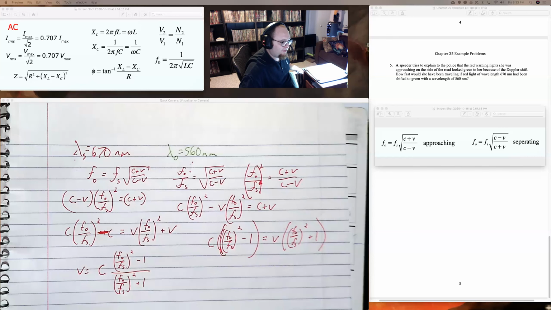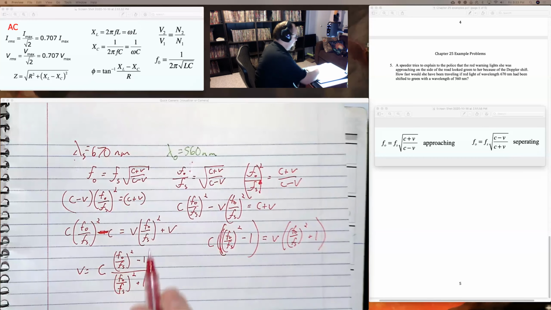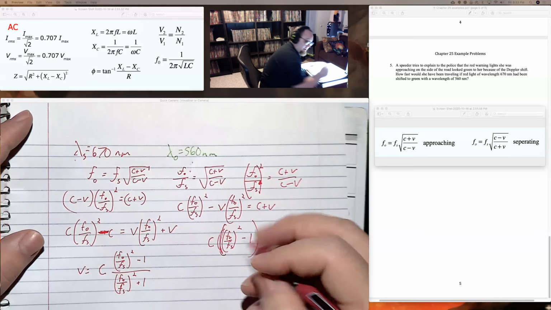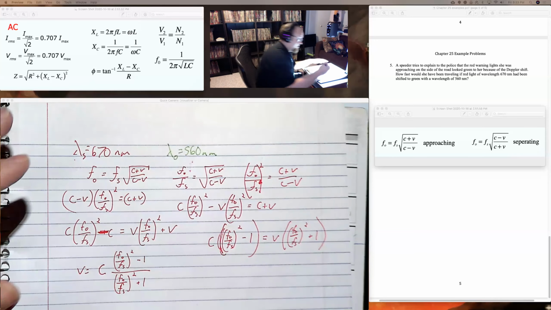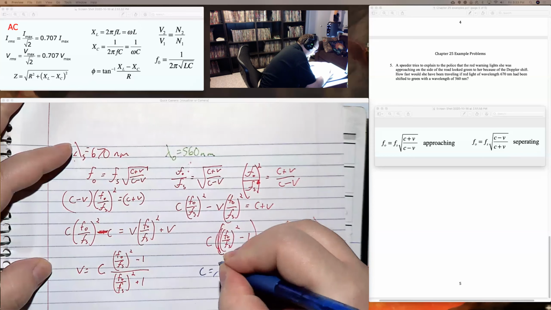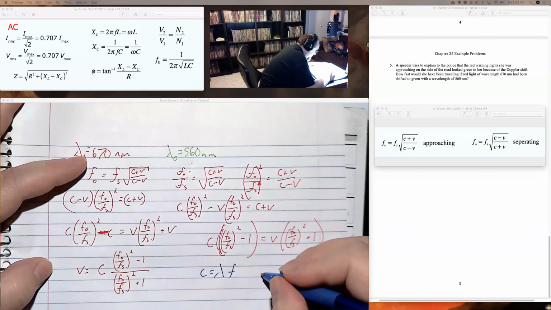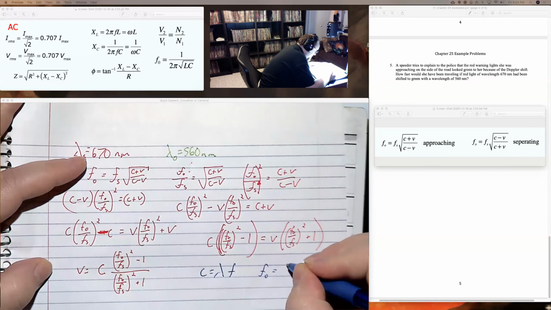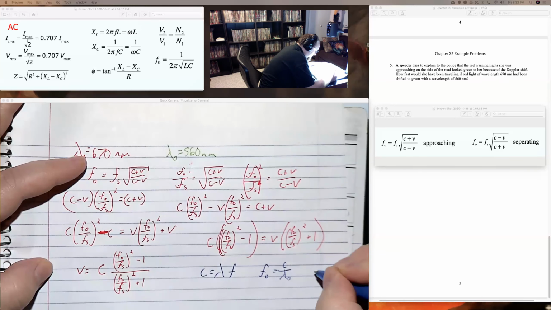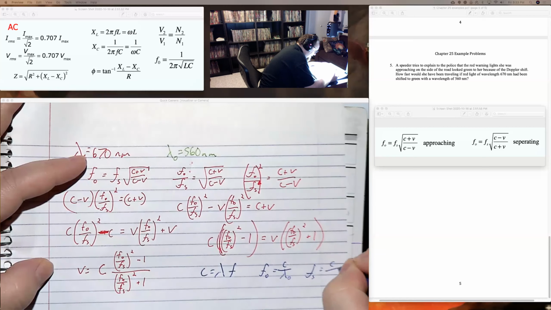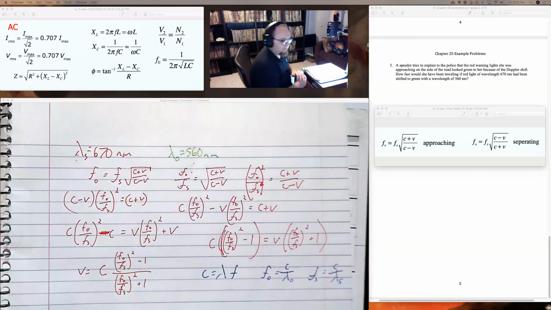But what did I do? Oh, I found it in terms of C. I didn't plug in C and I found it as a ratio of C. So yeah, I can solve it here, but here's the thing. These are frequencies. I gave wavelengths. But we know, let's do a quick aside, that C equals lambda f. And therefore, f naught equals C over lambda naught, and f s equals C over lambda s.